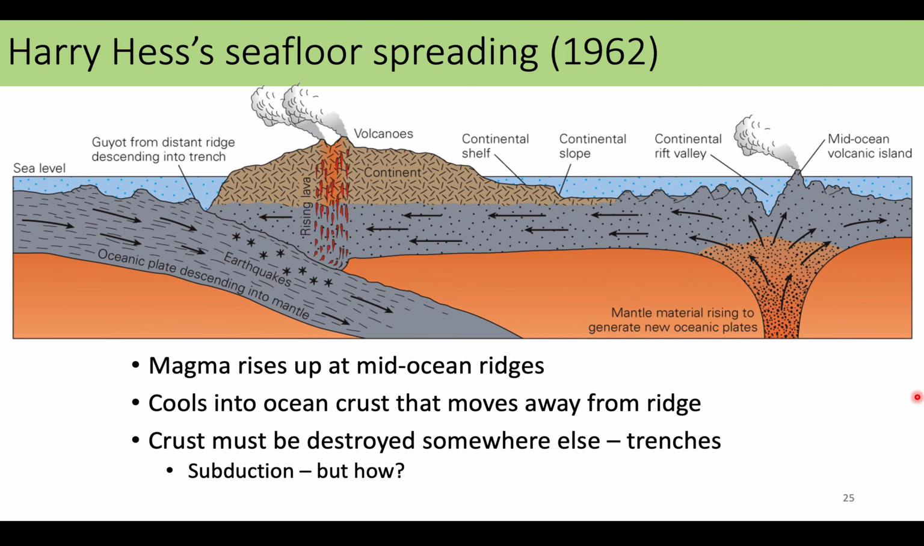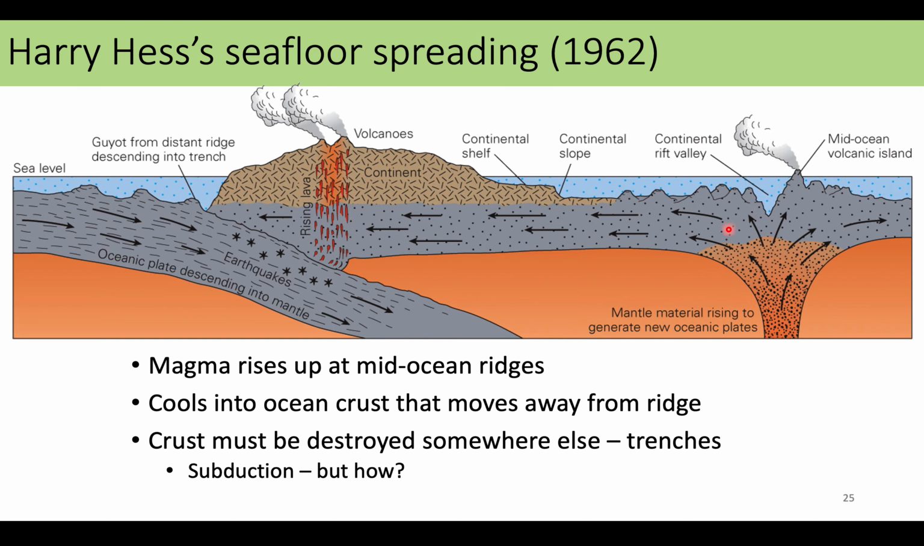So with this newer information, a man named Harry Hess came up with the concept of seafloor spreading. This was in the 1960s. So his idea is here we have a mid-ocean ridge. And his idea was that there's magma coming up from the center of the Earth, and it's rising up at mid-ocean ridges. What happens is that magma then cools and creates new ocean crust.